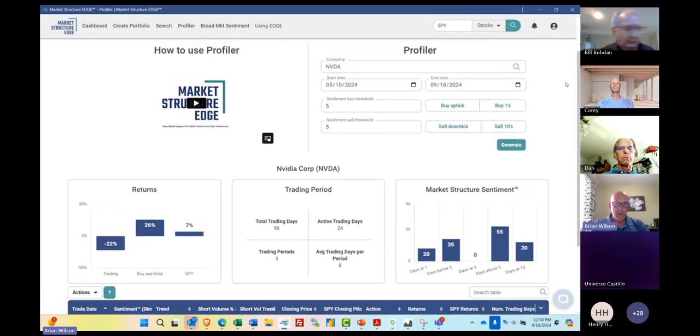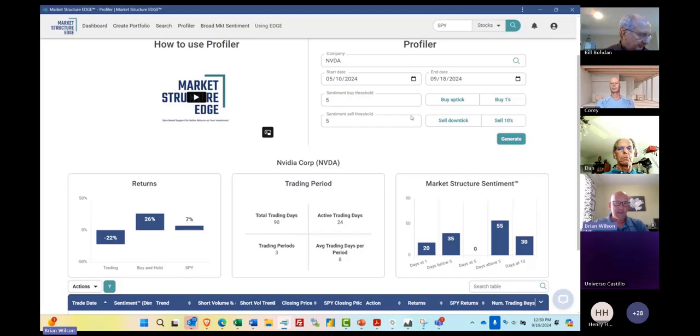Big picture, if you were looking at NVIDIA, like, oh, I wonder if that's good under those criteria. Well, you can tell right away it's lousy under this criteria. You can see that your trading would have been negative 22% versus buy and hold of 26% versus the SPY of 7%. It tells you the number of days that you would have been actually trading and what those trading periods looked like. So this one did not work.